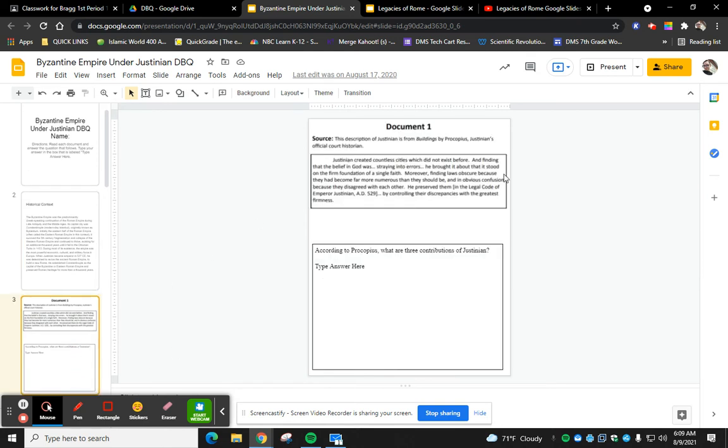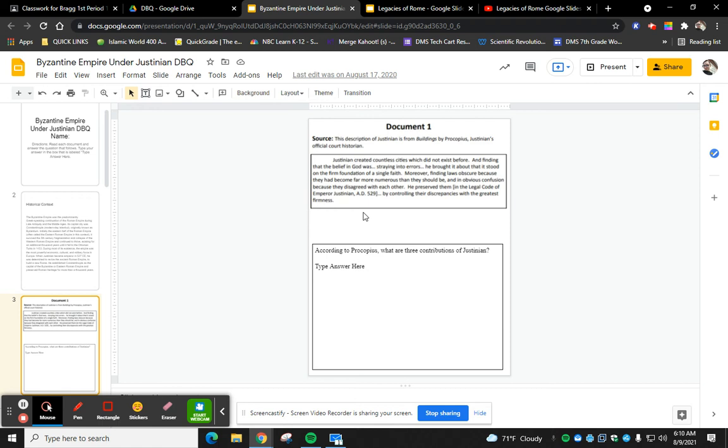All right, so if you notice, we have document 1. It says the source is the description of Justinian from the Buildings by Procopius, Justinian's official court historian. Justinian created countless cities which did not exist before, and finding that the belief in God was straying into errors, which means people were not believing anymore, he brought it about that it stood on the firm foundation of a single faith. So he's saying that a good empire is started on a single faith, a single religion.